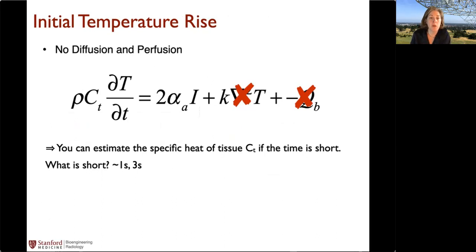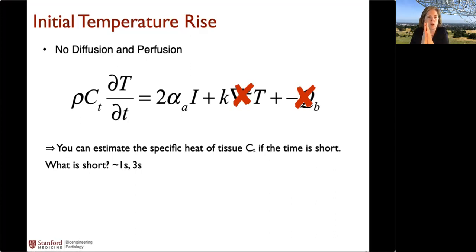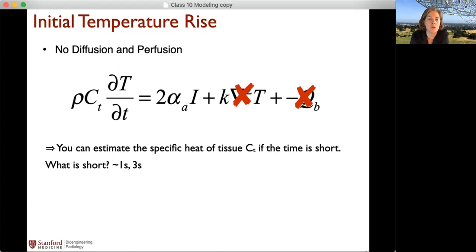Before I get to that, let me just back up a moment and reiterate something that we just saw, which is that it's generally accepted that if you are looking over a short time frame, about 1 to 3 seconds, then you can ignore the conduction and perfusion terms. If you remember back to the phantom image, initially that temperature rise went very quickly at the focus, and then over the next 10 seconds or so, it conducted out. So if you're just looking over a very short time frame, you can kind of ignore those other two components.